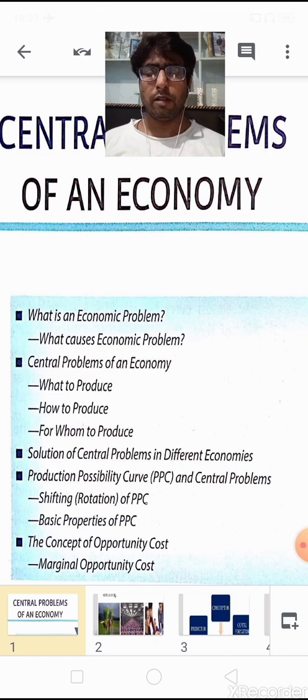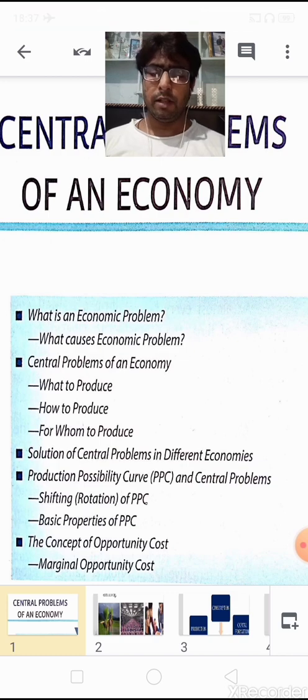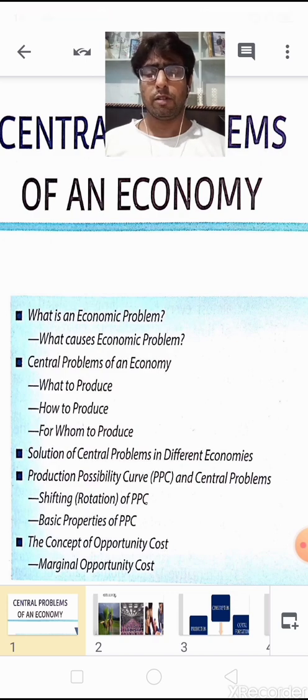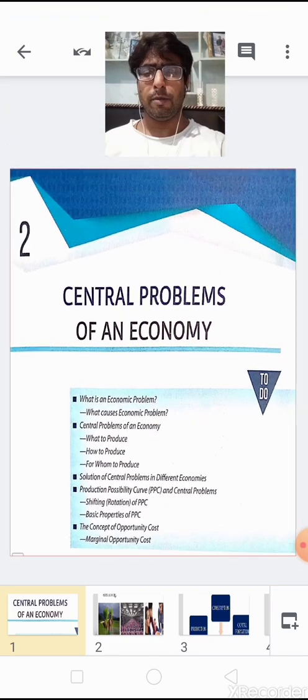I mean how there is a shifting and rotation of PPC, and what are the basic properties of PPC. And finally we will learn the concept of opportunity cost. I mean what is marginal opportunity cost. Now let us start with our first topic, which is what is an economic problem.